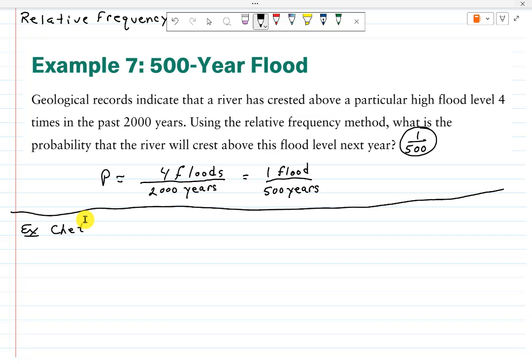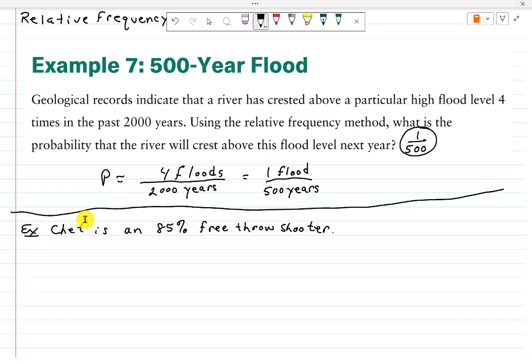Chet is an 85% free throw shooter. That means he makes 85% of his free throws. So if you want to think of it another way, you could probably say if he's up to the line to shoot free throws, out of every 100 shots he takes, he makes 85 of them. So we'll use that for the next thing.